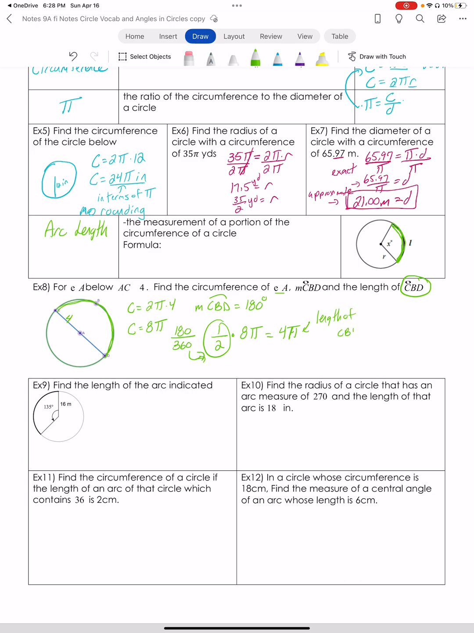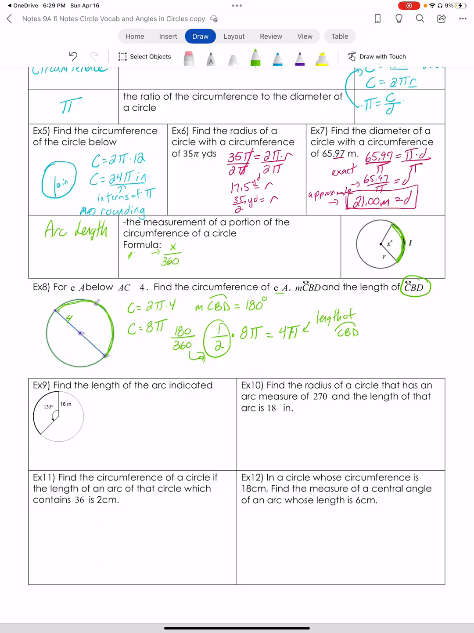Arc CBD. We don't write that as measure of. We actually just write it out as length of CBD is going to be 4 pi whatever units. So there are two little formulas for my diagram here. I have measure of my central angle over 360.